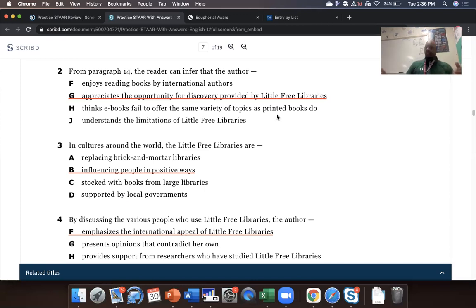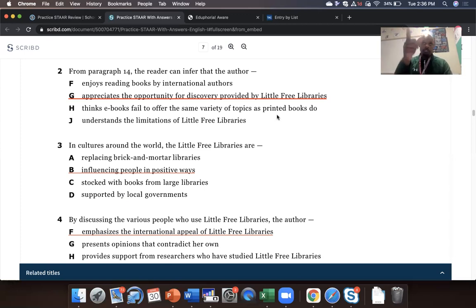Now, you remember back, an inference is a combination of what? Background knowledge plus what? What's written, right? What's given to you in the passage. What you already know, plus what the author tells you, and then you can make an inference about whatever the question is asking. Does that make sense? Now, question 2 directly asks you for an inference.